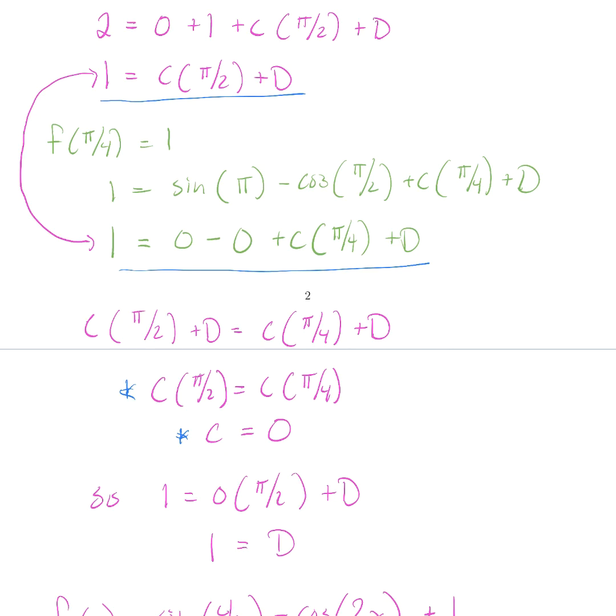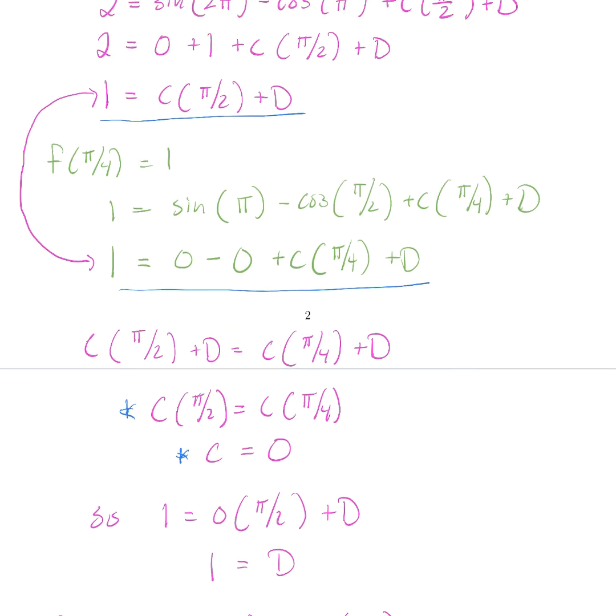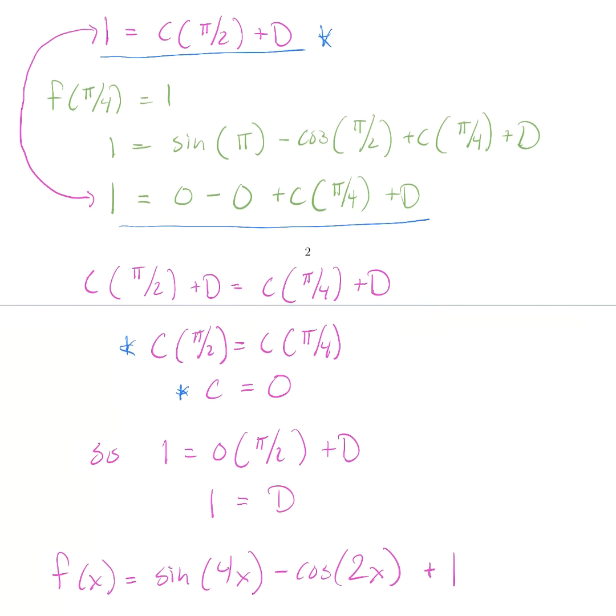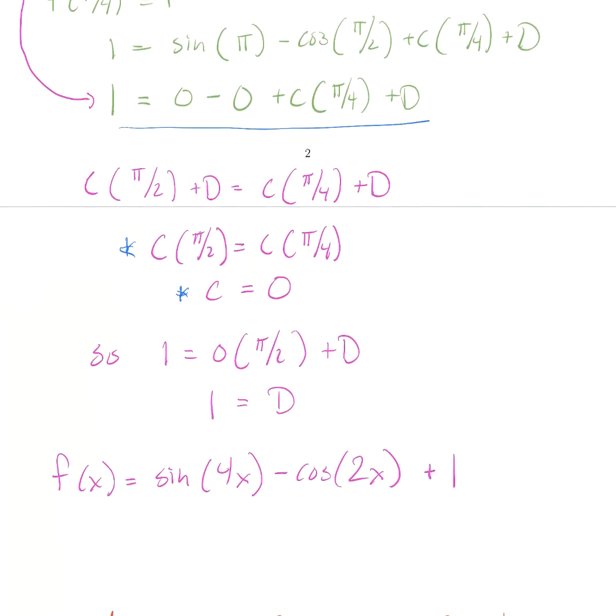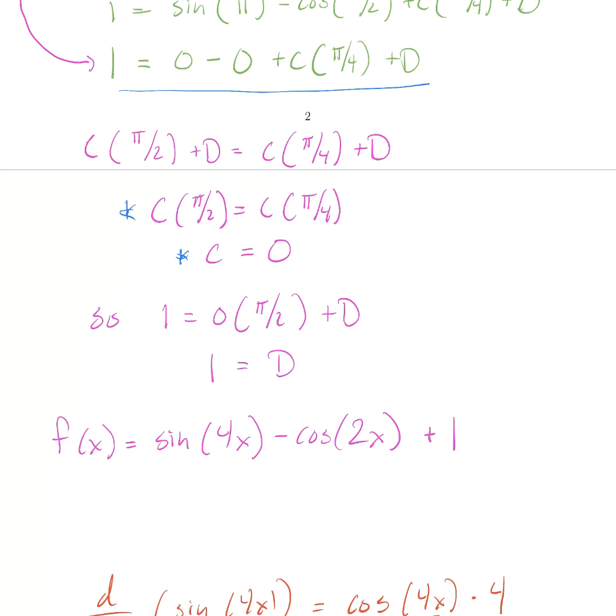Okay, and then once I know c is equal to 0, I can put that back into either of these equations above. So I chose this one here. Put c equals 0 in there. I get 0 times pi over 2 plus d is equal to 1, and d is equal to 1. And there we go, c was 0. So our function is f of x is sine of 4x minus cosine of 2x plus 1.